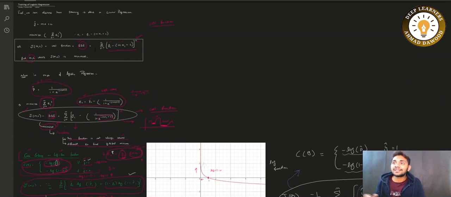In the next session we will do some coding, how we can import logistic regressor from sklearn, what the parameters are in the sklearn documentation of logistic regression, and we will have a look at that.